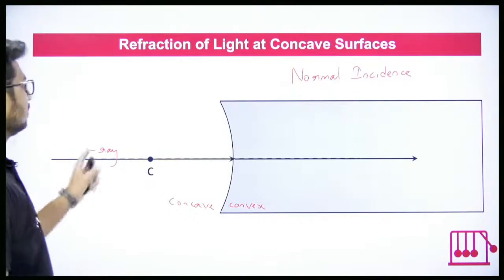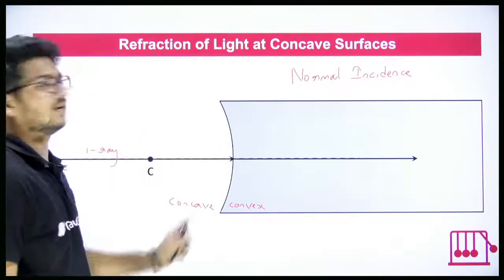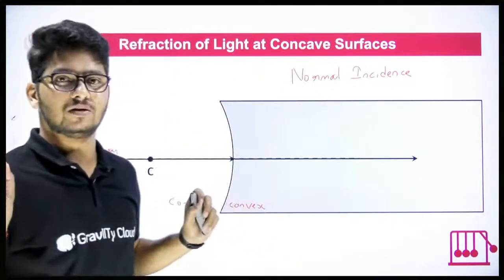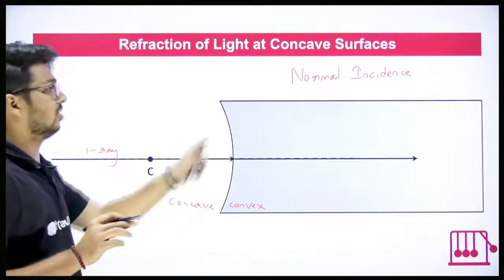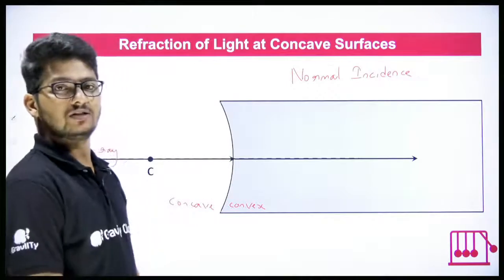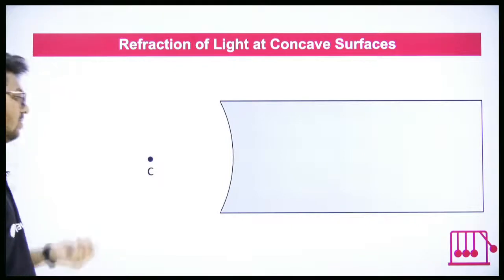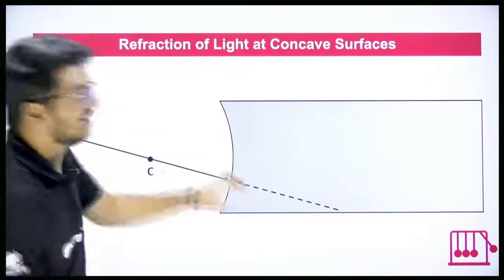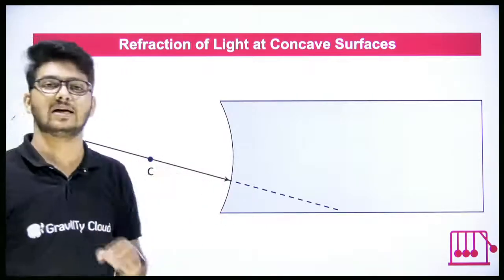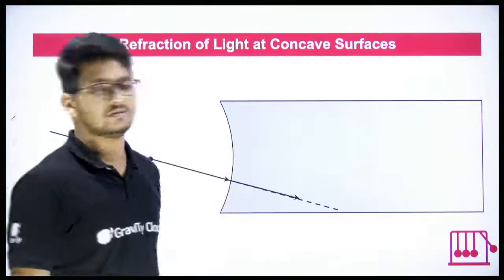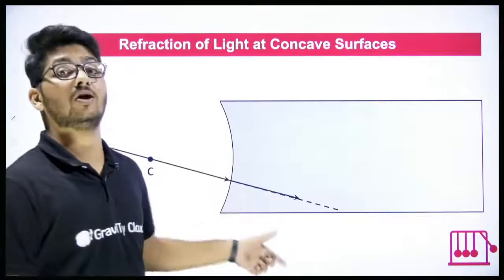Because the incident ray is incident on a concave surface, we say it is refraction of light at concave surfaces. Clear? Good. We'll take another example also. Again, normal incidence. See here, there is a center, and this is a normal. If a ray is incident along the normal, it is passing through the center. What happens to it? It directly passes through. You can see the refracted ray is also along the normal.